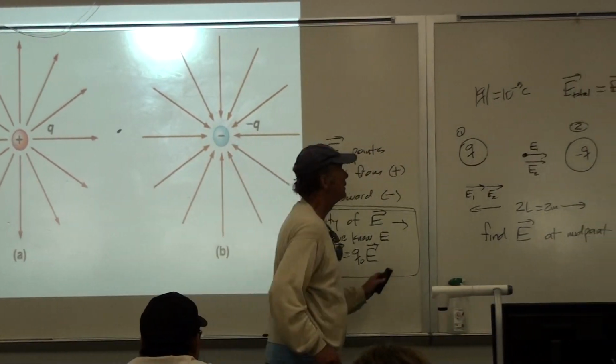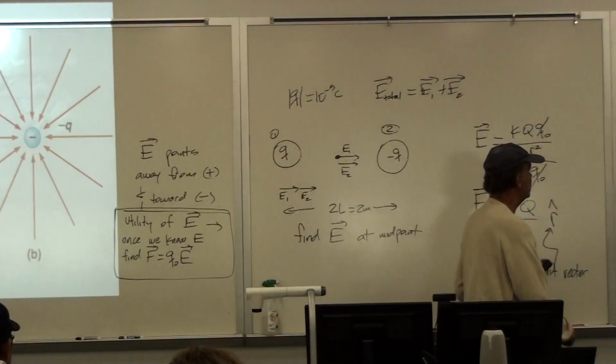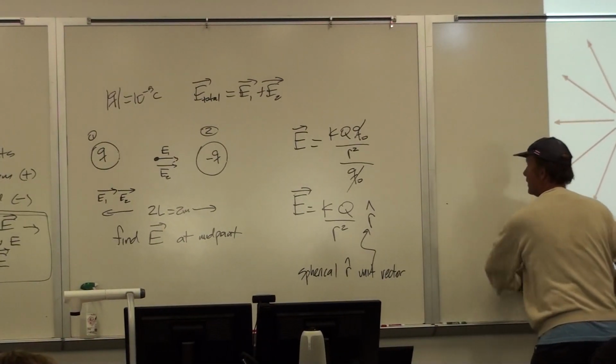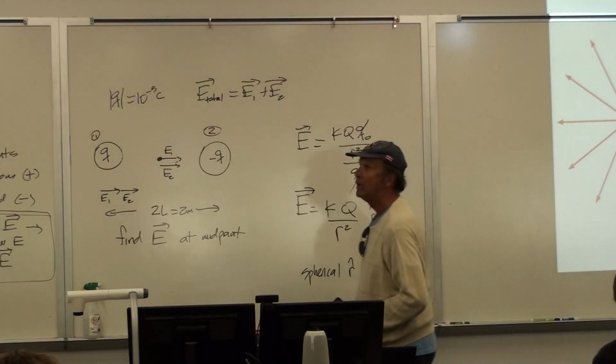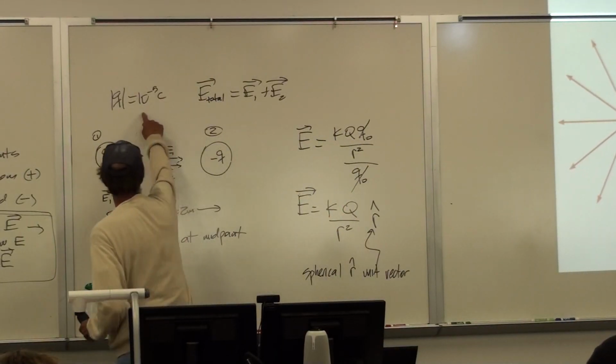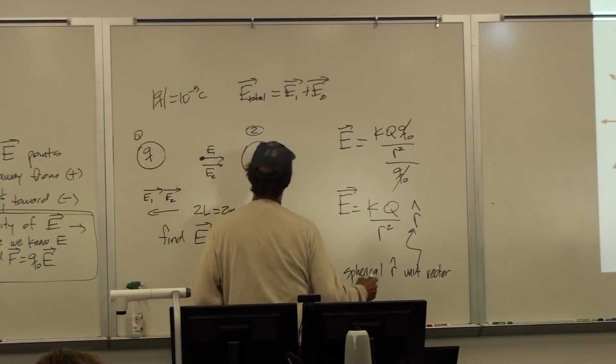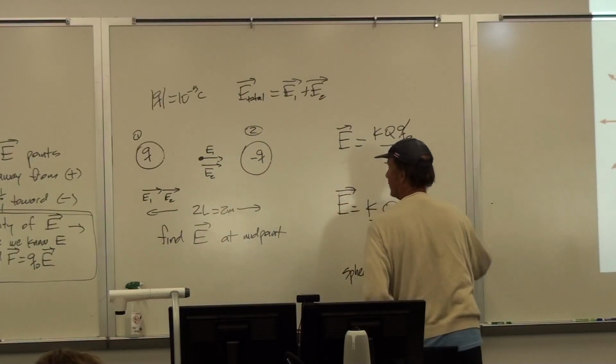All right, so let's do a numerical calculation with this. If we know what the charge is, and we know what the distance is, let's find the total electric field at the midpoint.